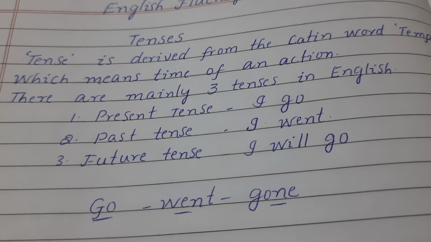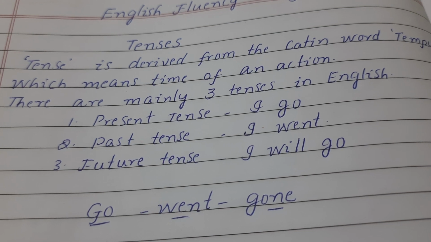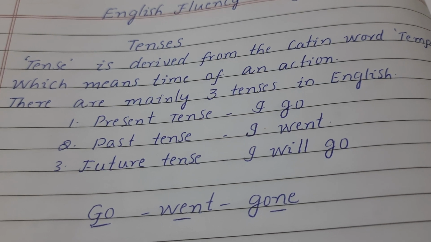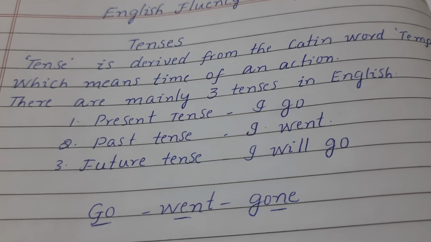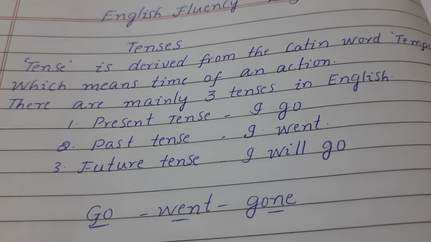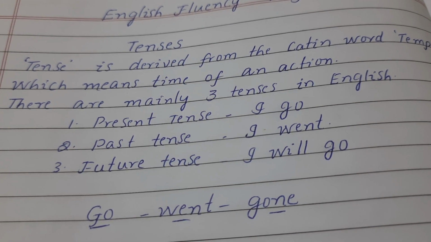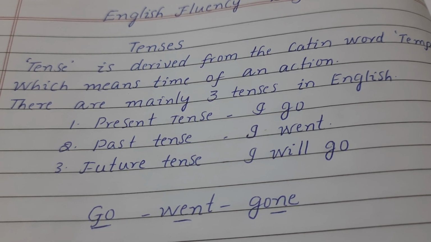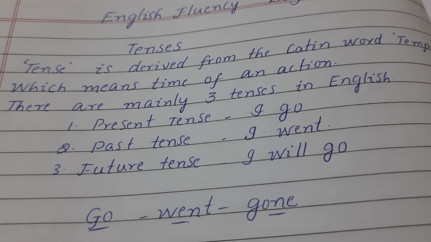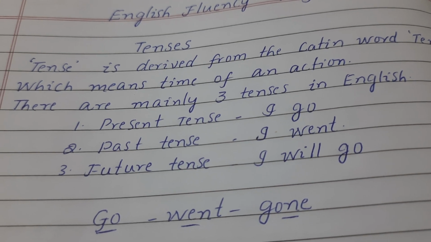So if you know the three forms of the verbs, the first form of the verb, the second form of the verb, and the third form of the verb. If you take the verb go, it has three forms mainly: present, past, and past participle. Go, went, gone. If you use the first form of the verb, it will be present tense. If it is the second form of the verb, it is a past tense, and will or shall plus the first form of the verb is future tense. So these are the three main tenses which you have to learn first.